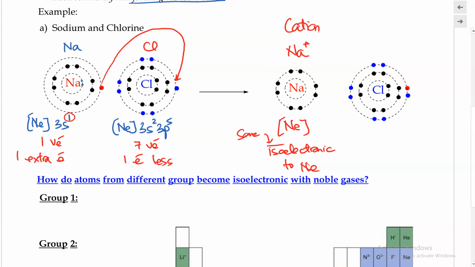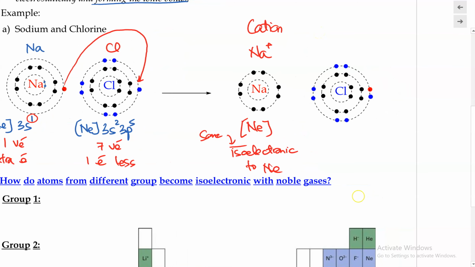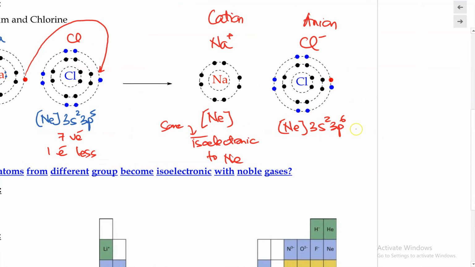As for chlorine, when it gains the electron, it will now become -1, because it was neutral with the 7 valence electrons that it has. When it gains one more, it now becomes -1. And this is now the anion. And as for the electron configuration, it now becomes the following. Neon, 3s2, and now 3p6. And this is also the electron configuration of argon.